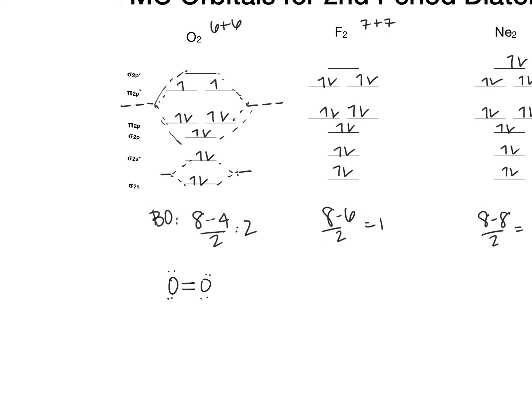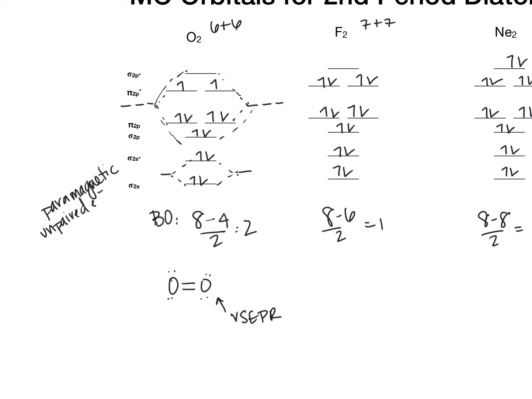One of the things to note is that we haven't talked about it, but diatomic oxygen is actually paramagnetic, which means that it has unpaired electrons. If we look at the VSEPR structure, all of the electrons are either in a lone pair or in a bond, and none of those are unpaired.